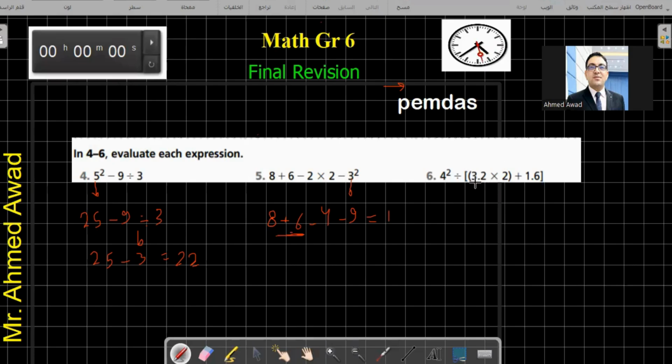In number 6, he said 4.2 divided by the bracket 3.2 multiply 2 plus 6 plus 1.6. So in this case, we always start by what? By parentheses or bracket. So 3.2 multiply 2 is going to be 6.4. Now 6.4 plus 1.6 here is going to be, yes, excellent, 8. Now, teacher, 4.2 squared. 4.2 squared is going to be what, guys? 16, yes. Now 16 divided by 8 is going to be 2. So the final answer here is going to be 2.